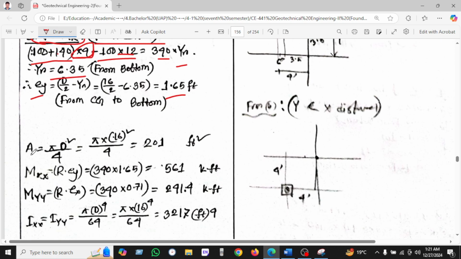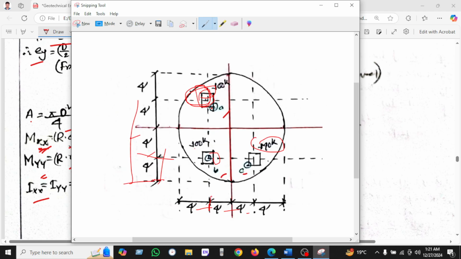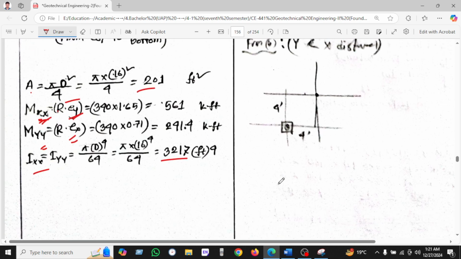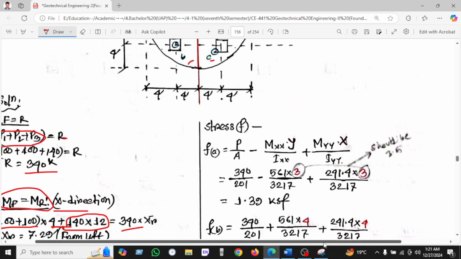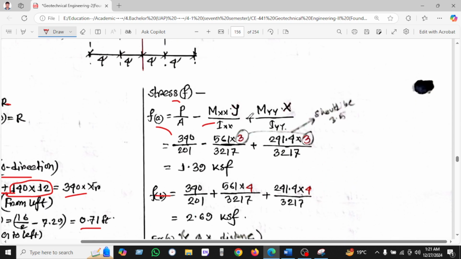Now we will calculate the area pi d square by 4, and the mxx, and we will take the mx, and we will put in the ey and calculate the my, then we will put in the ex. As we know, this is a circle, that's why we will calculate pi d to the power 4 by 64. In this way we will use the moment of inertia. Now we will calculate the stress at A, B and C. So we know P by A minus M into Y into X. I will get the value of Y into X.